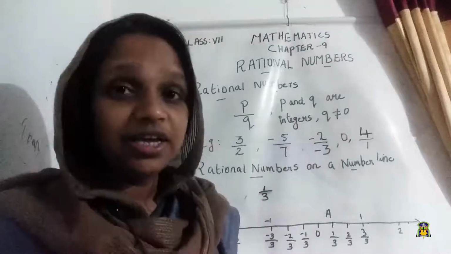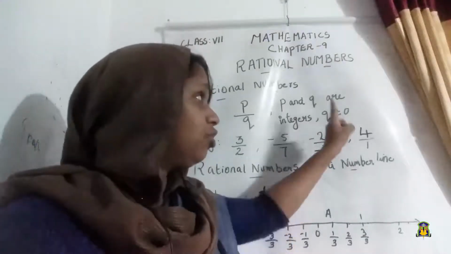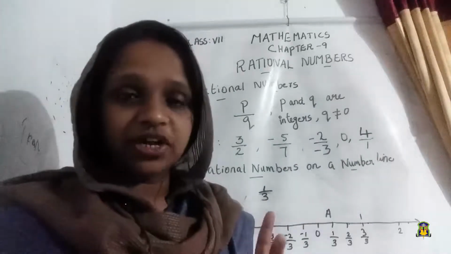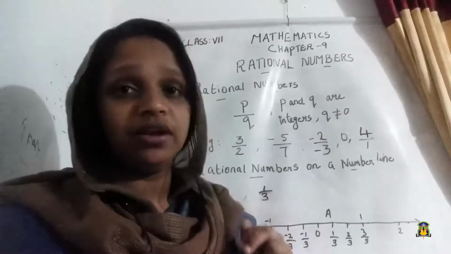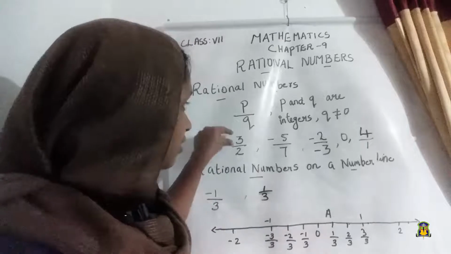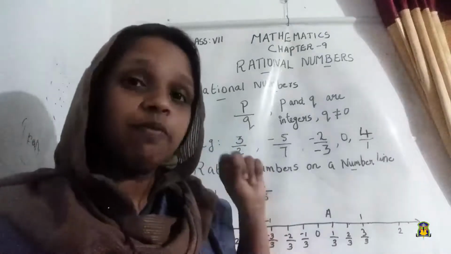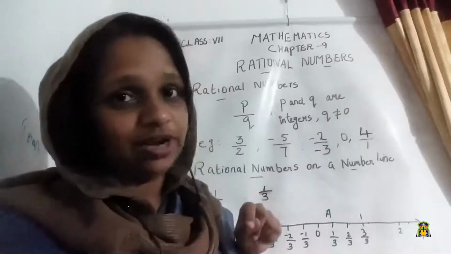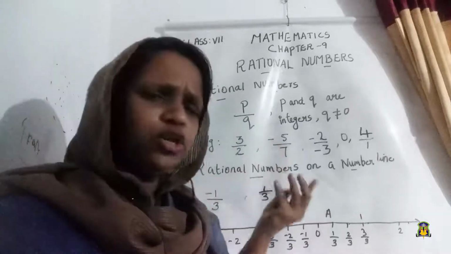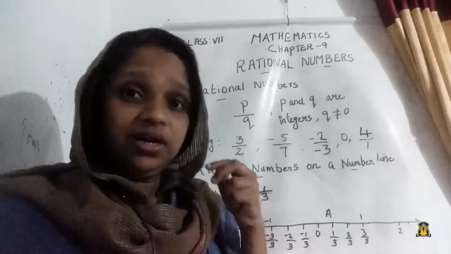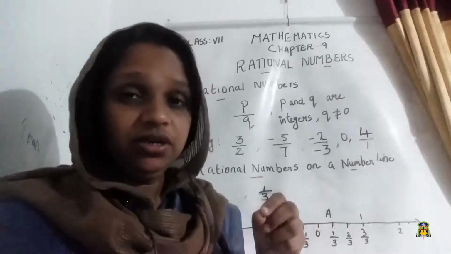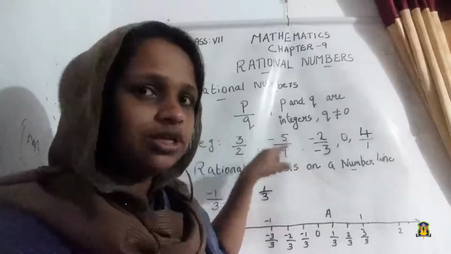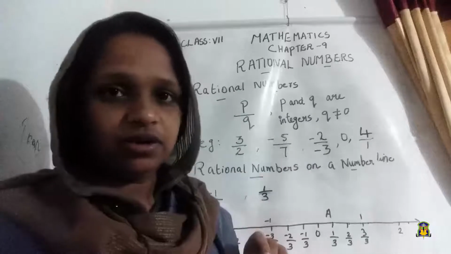Okay, students. So rational numbers are written in the form p by q, where p and q are integers, and q is not equal to 0. There are two types of rational numbers: positive and negative. If both numerator and denominator are positive numbers, then it's a positive rational number. If numerator and denominator are both negative, then also it is a positive rational number. And if the numerator or denominator is a negative integer, then it is a negative rational number. Here the numerator is negative 5, so the denominator is positive, so it is a negative rational number.